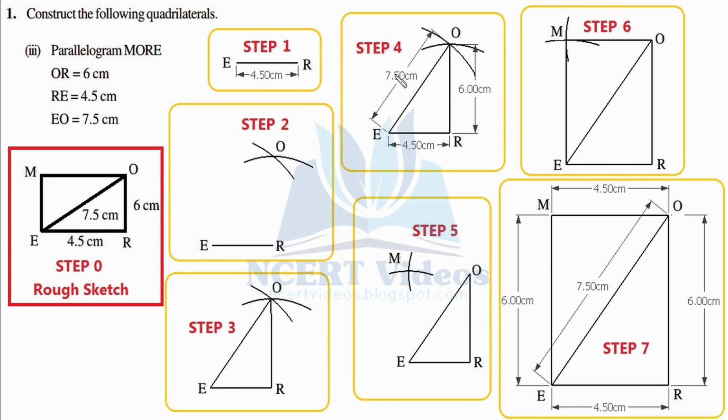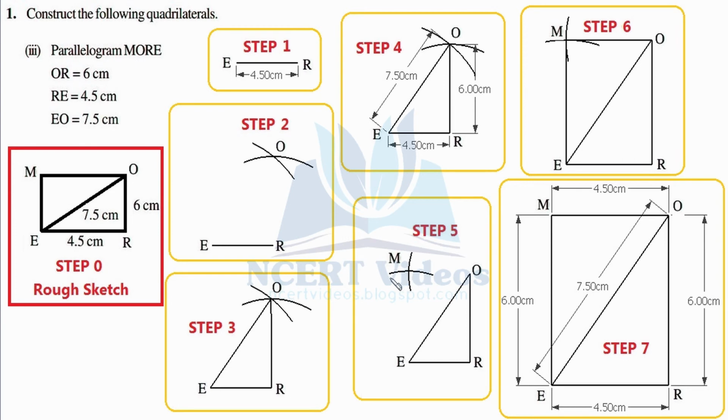That is, for EO, we have 7.5 centimeter, so the same has been represented. For ER, 4.5 centimeter, for RO, 6 centimeter. Now, in step number 5, we need to find this point M. Since it is a parallelogram, this distance must be 6 centimeter. That is, from point E to point M, the distance is 6 centimeter. So we readjust the compasses to a distance of 6 centimeter, put the needle over E and draw this arc.